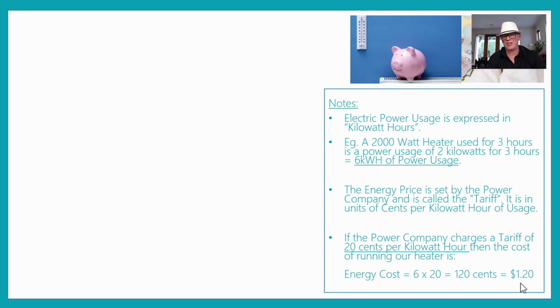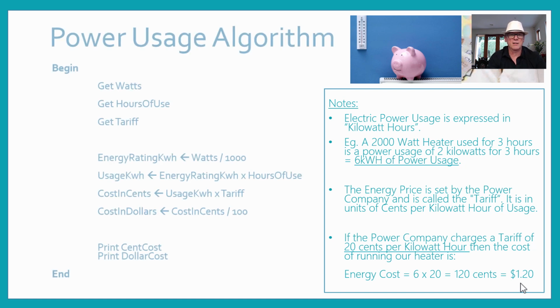This will give them an idea of actually how much it is and whether it's worth really getting minimalist and trying to go without electricity and appliances and things. So the power usage algorithm for our program is that we're going to have a begin at the top and an end at the bottom as usual.